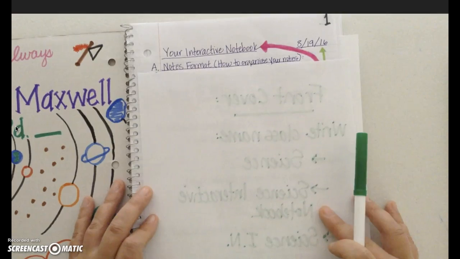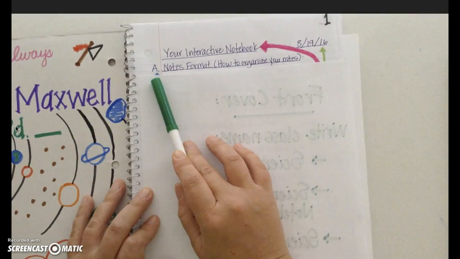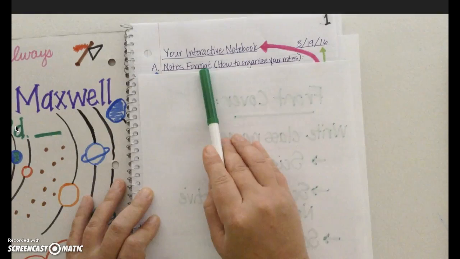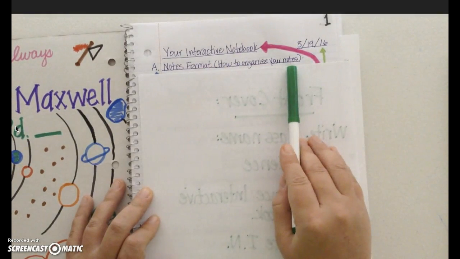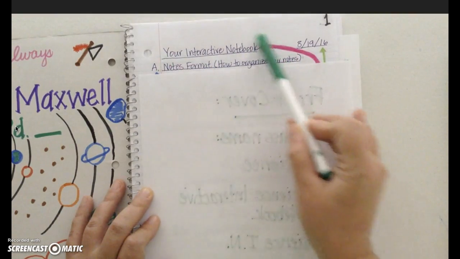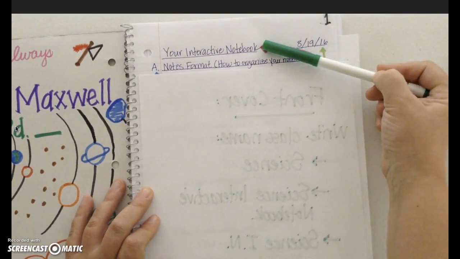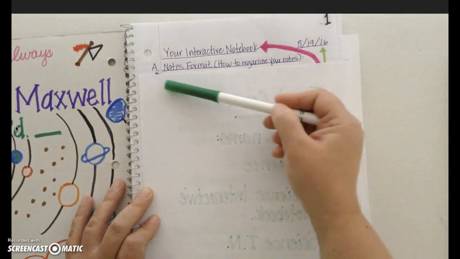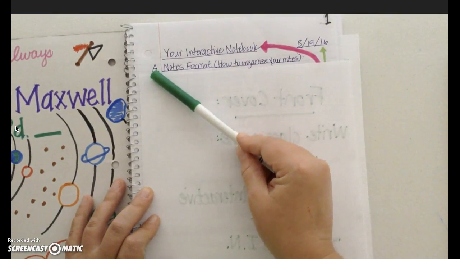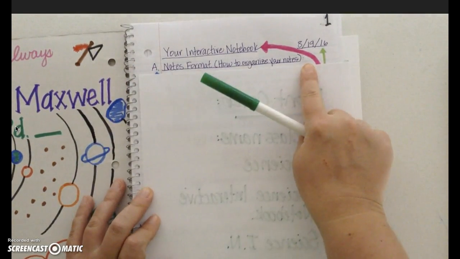Next, the next line is going to have a capital A on the outside of the red line. And then you have notes format, how to organize your notes. This is going to be the first big idea underneath the main idea of whatever we're taking notes about. So it's your interactive notebook. The first main idea about the interactive notebook is the notes format, how to organize your notes. That's what the A stands for, or the letters on the very outside of the red line. These are going to give you your main ideas.